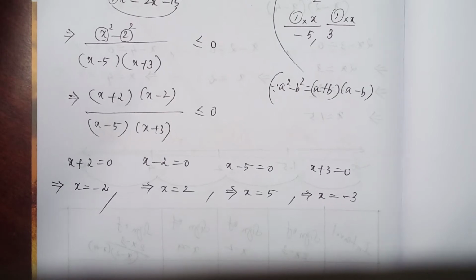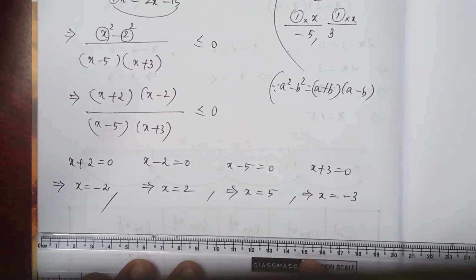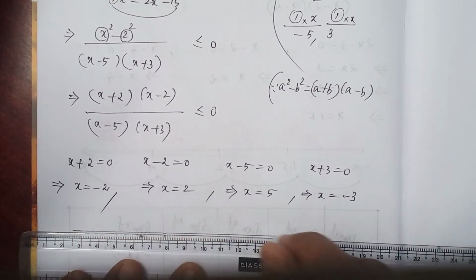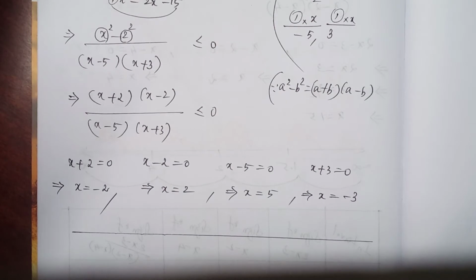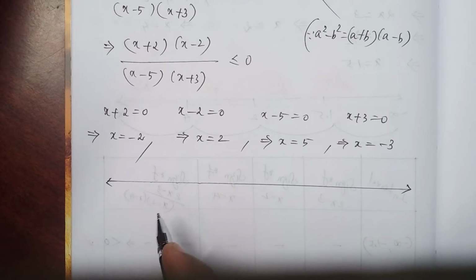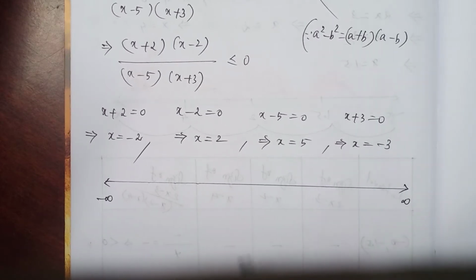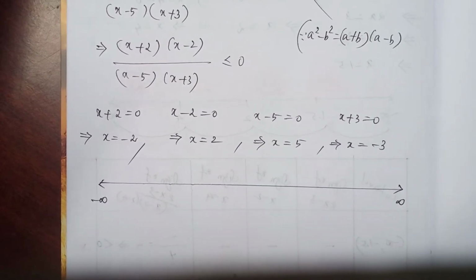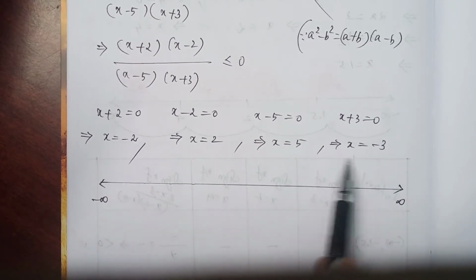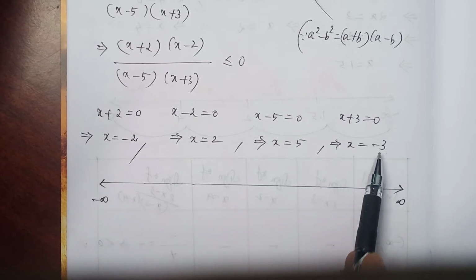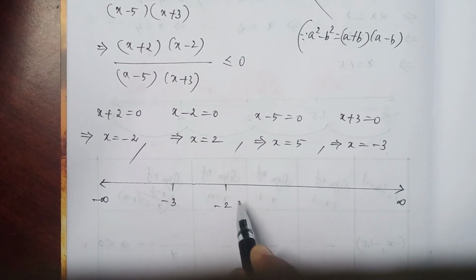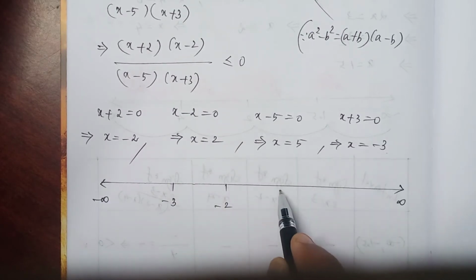Now draw a real number line, range minus infinity to plus infinity. Here we have 4 different values of x. Out of these 4, which one is the least? This is the least one, minus 3. Write that minus 3 first. Next one, minus 2. After that, 2. Finally, 5.